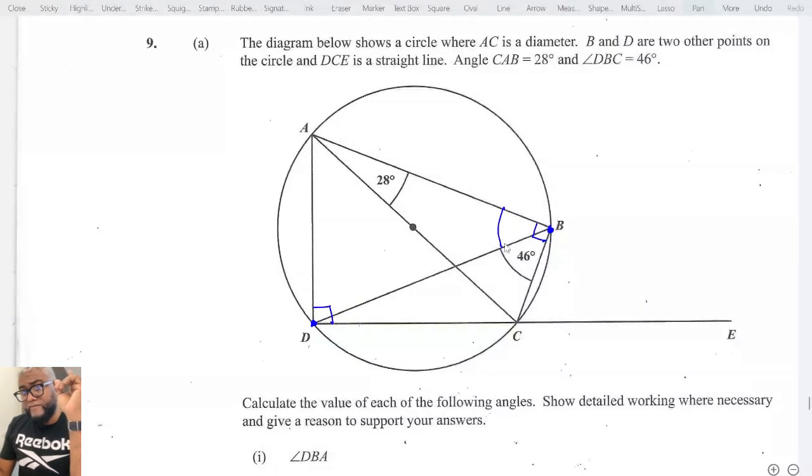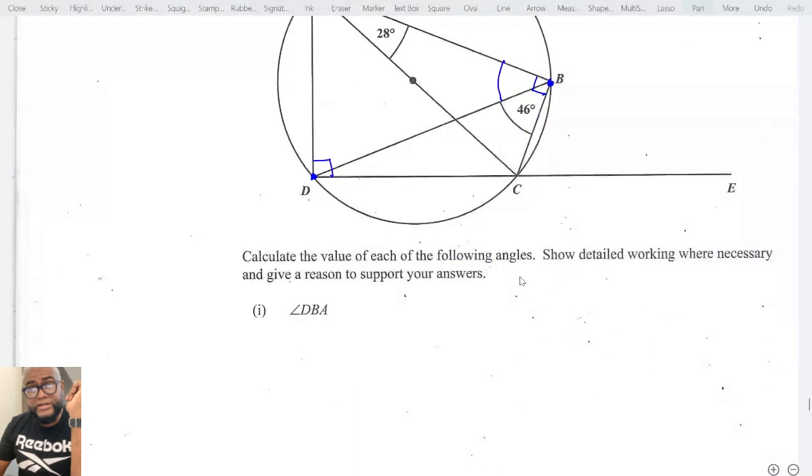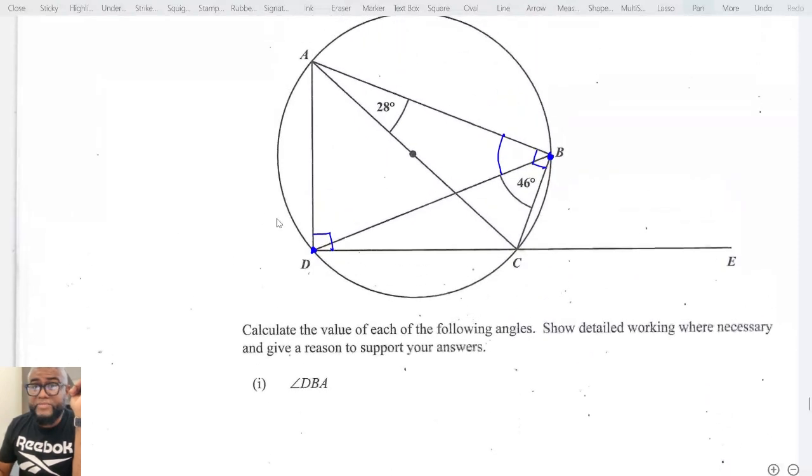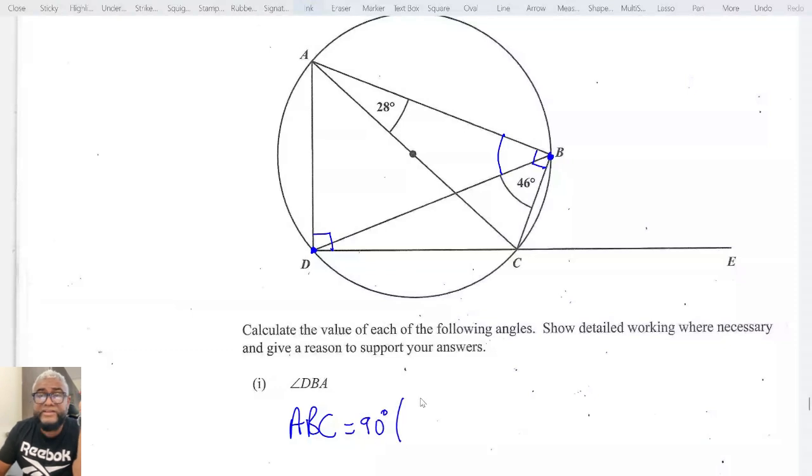Right, so if we want to find this angle here and we know the whole thing is 90 degrees, we simply do 90 minus 46. Cool? So let's work. So DBA, now the first thing we have to put is that ABC is equal to 90 degrees. What will be the reason for this, guys? Come on, I hear them reasons.